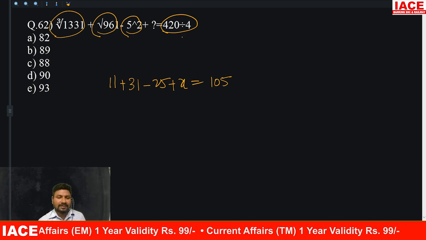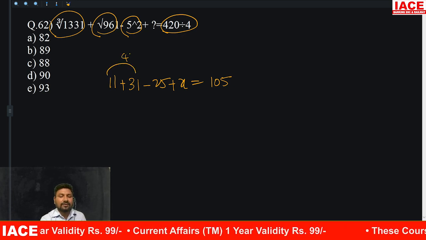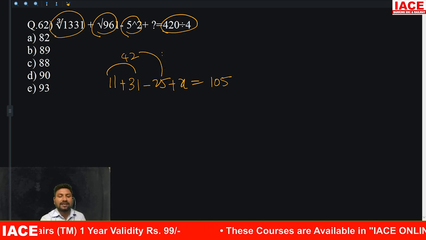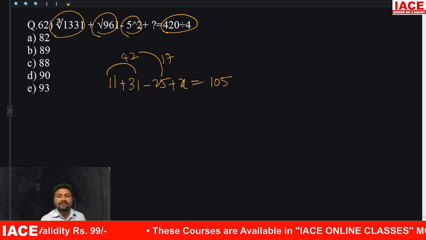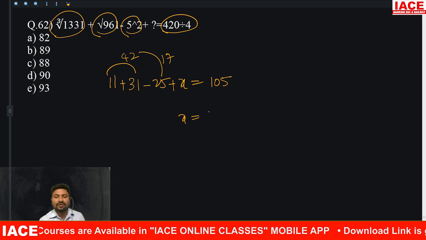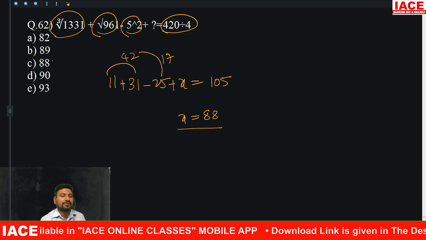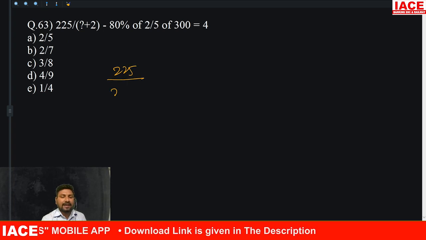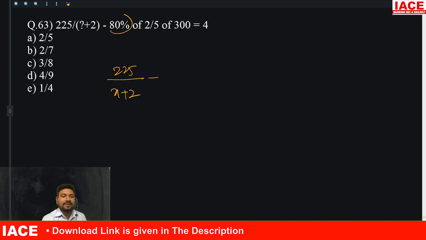Now simplify the measurements. 11 plus 31 equal to 42. From 42, 25 will be removed, the result is how much? 17. The 17 is removed from 105. 15 is removed, 90, and extra 2 will be removed, the result is 88. Option C. Next, 225 by x plus 2 minus 80%.